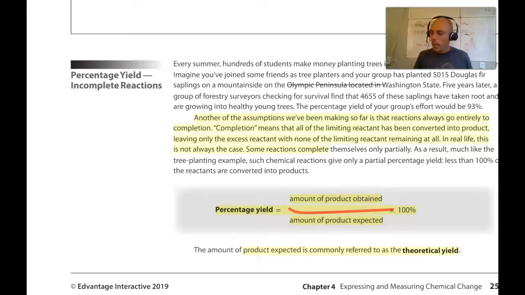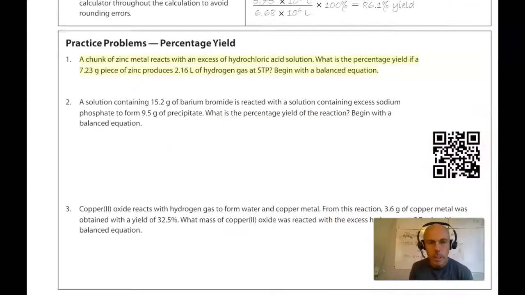So we're about to flip our page, solve one more problem with you, and that will be the end of our 12th lecture. So we're looking at practice problem 1 here on page 260 of our ebook. And the problem reads that a chunk of zinc metal reacts with an excess of hydrochloric acid solution. It's looking like a single replacement reaction, by the way. What is the percentage yield if a 7.23 gram piece of zinc produces 2.16 liters of hydrogen gas at STP? And then it reminds us to begin with a balanced equation.